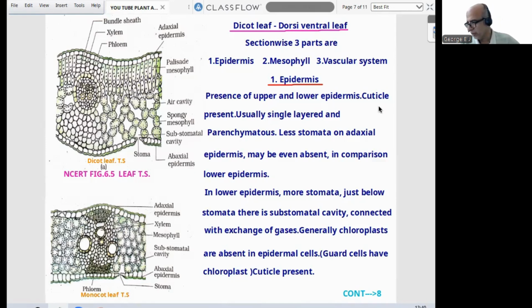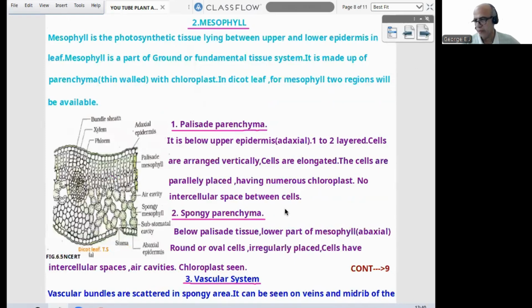Now, mesophyll, the main area of the leaf. Mesophyll is a photosynthetic tissue lying between upper and lower epidermis in the leaf. And remember, mesophyll is a part of the ground or fundamental tissue system. It is mainly made up of parenchyma, so normally it will be thin walled with chloroplast, so it is chlorenchyma. And in dicot leaf, for mesophyll, two regions we can easily distinguish.